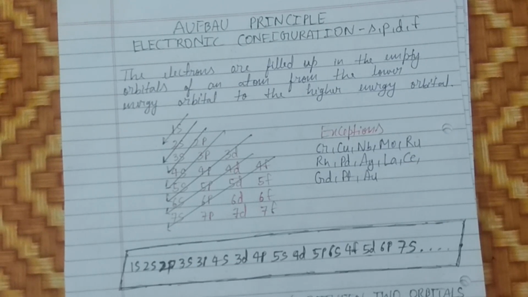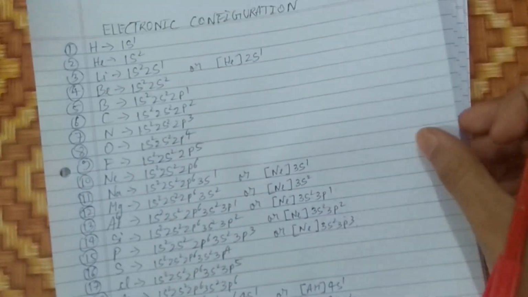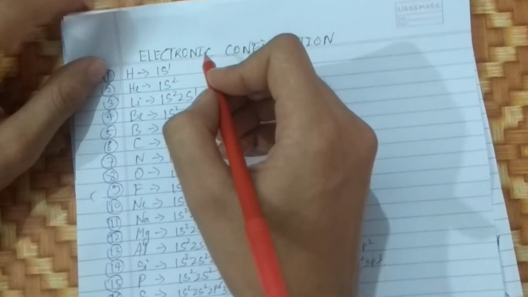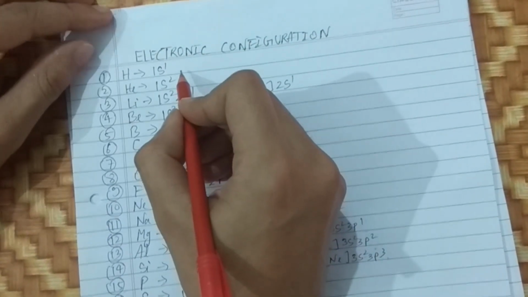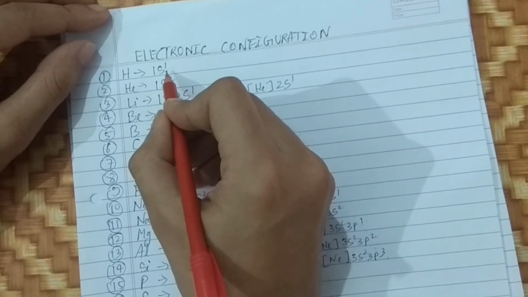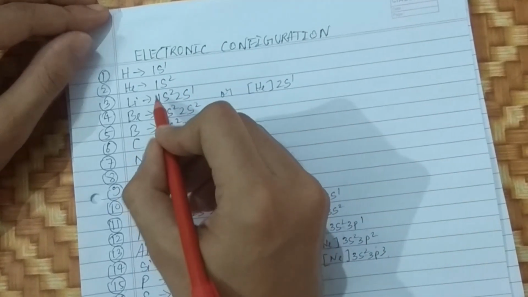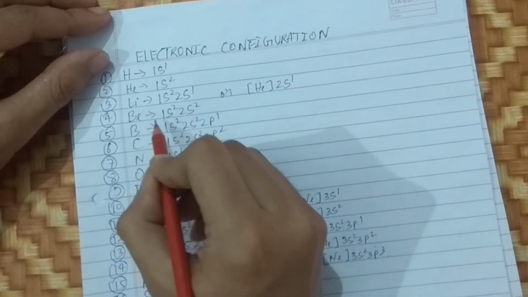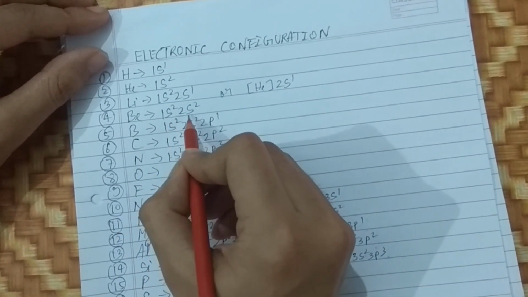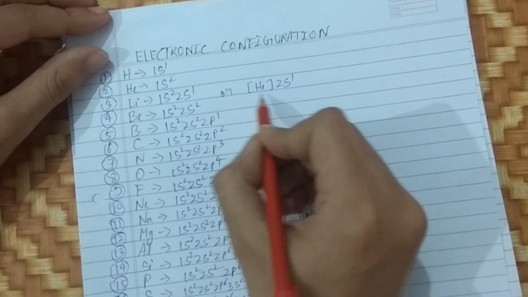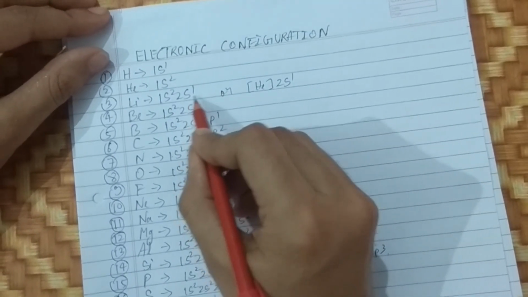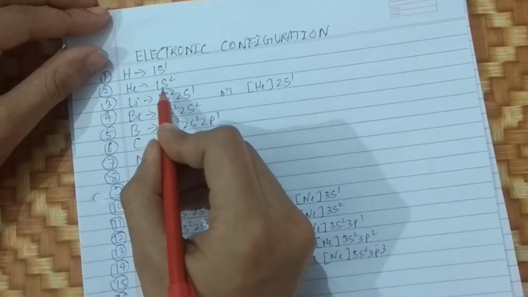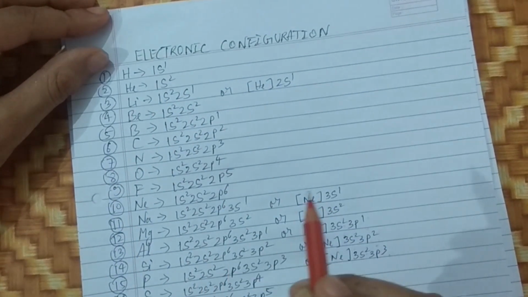I have written the electronic configuration of the first 20 elements. Try to see this. Here hydrogen has one electron, so it will go in the lowest energy level, the 1s orbital, so it will be 1s1. For helium it will be 1s2, for lithium it will be 1s2 2s1, and for beryllium it will be 1s2 2s2. See carefully here that 1s2 2s1 can be written as [He] 2s1, because 1s2 is the electronic configuration of helium, which is a noble gas.